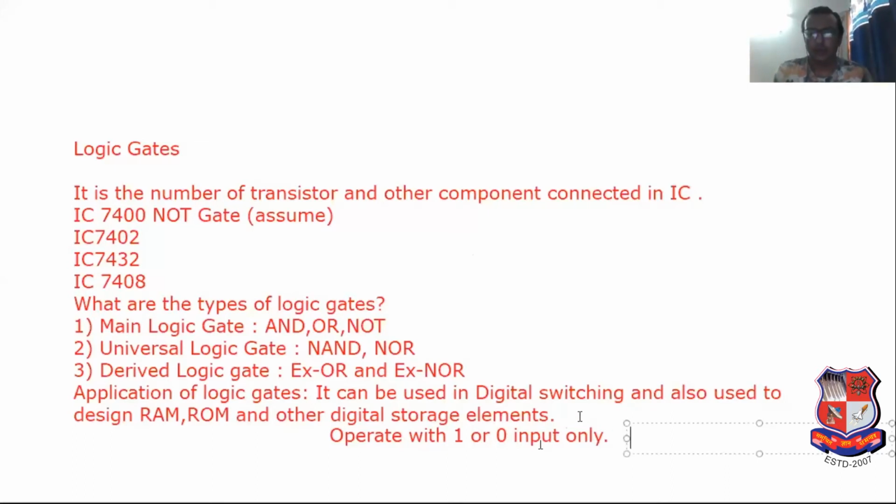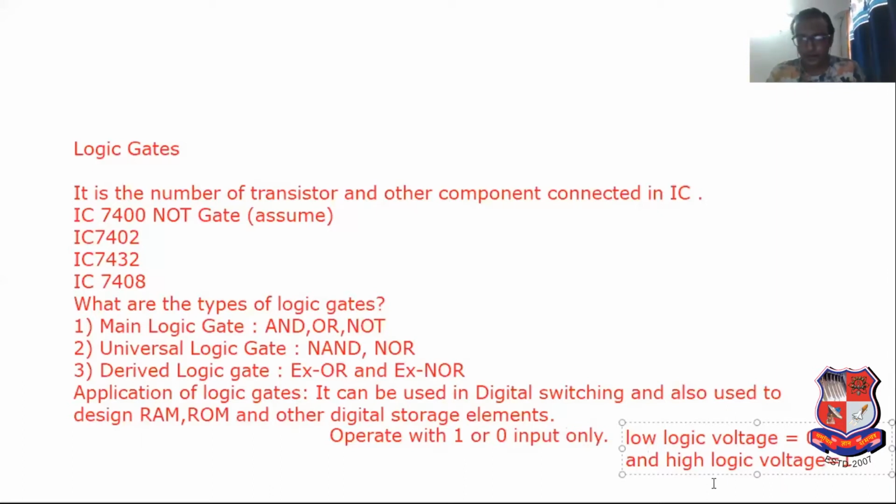0 means low voltage, low logic voltage equal to 0, and high logic voltage equal to 1. So this is the concept regarding the low logic voltage and high logic voltage.